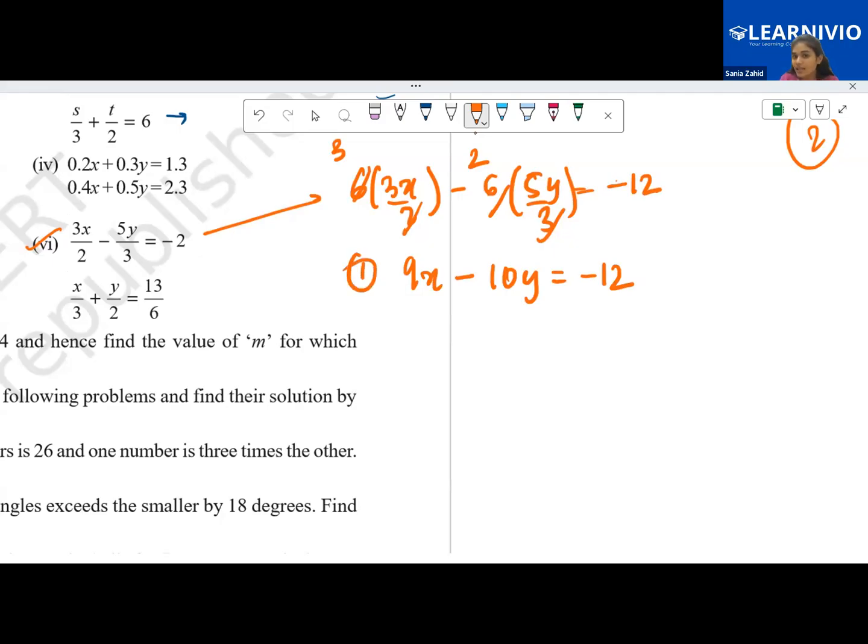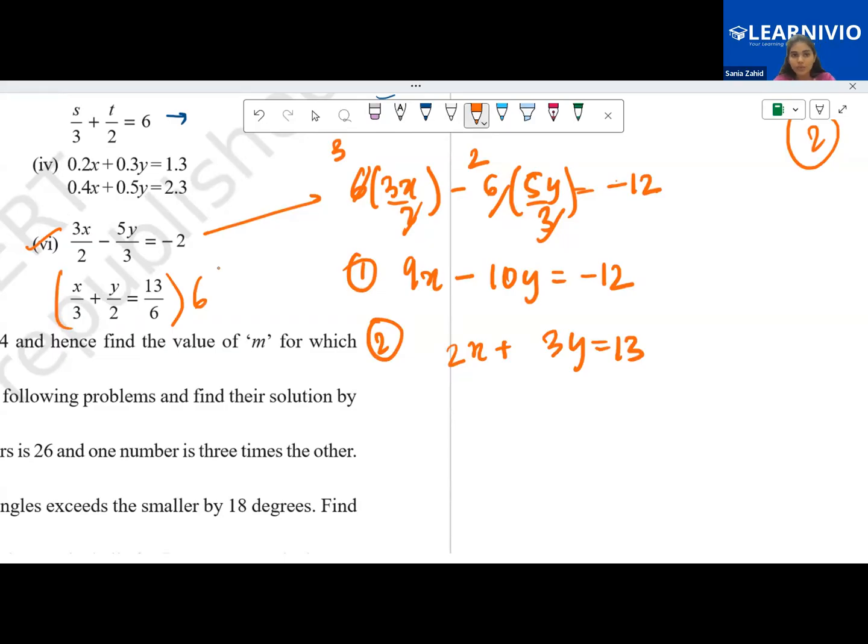Now again, with this second equation also, I can multiply with 6. So what will I get? I will get 2x plus 3y is equal to 13. I multiply the entire equation here also with 6. So do you understand how I got these two equations? Yes. Okay. Now what am I supposed to do?